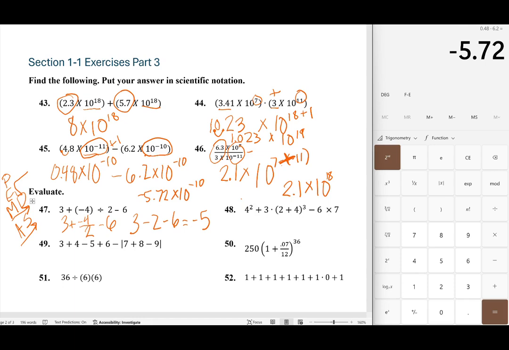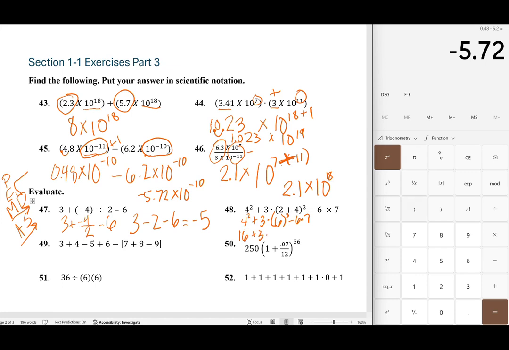We have some parentheses and some exponents here. So we're going to do our parentheses first. 2 plus 4 is 6. And then let's move to exponents. So 4 to the second power is 16 plus 3 times 6 to the third power.